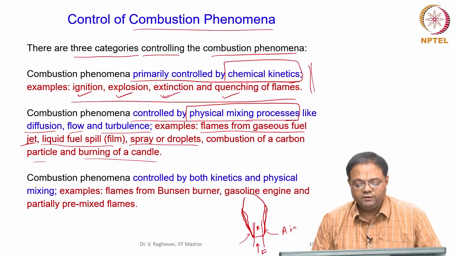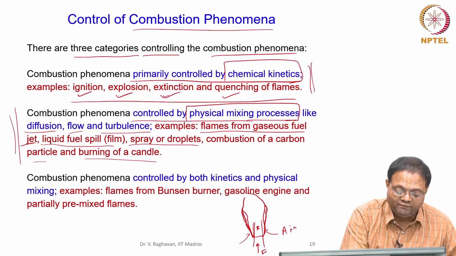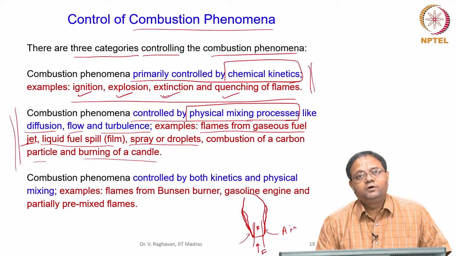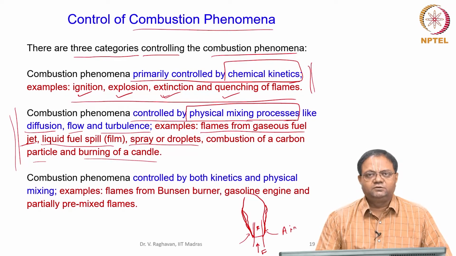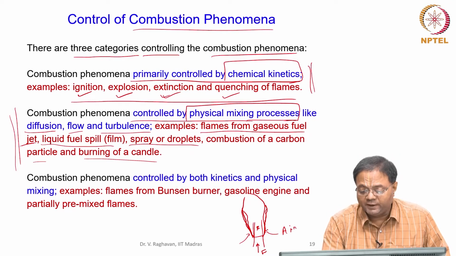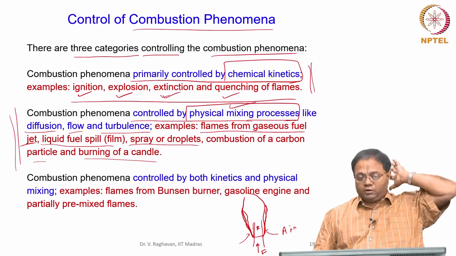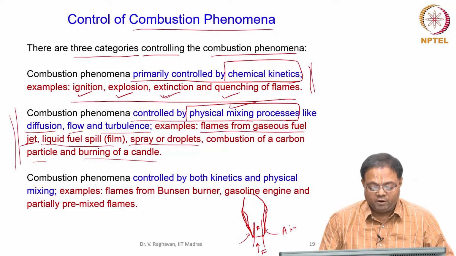So, this is the second category, where the chemical kinetics is not going to control, because that is very fast. So, what is slow will control. What is the slow process here? The physical mixing of the reactants is a slower process. So, that is going to control the entire combustion phenomenon.